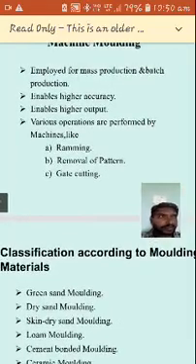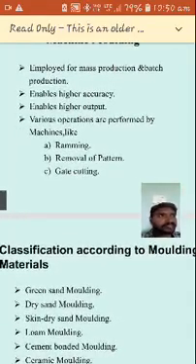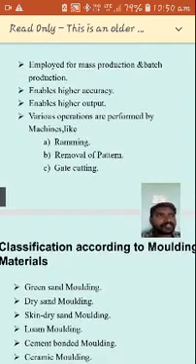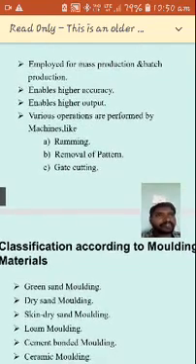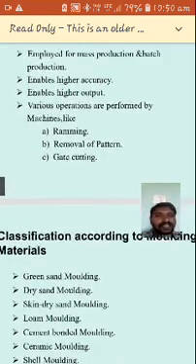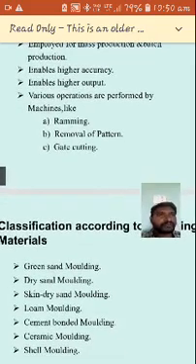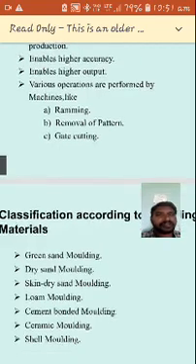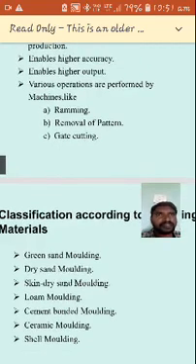So the various operations are performed by the machines. Ramming can be done with proper ram. Suppose if you do excess ramming, what happens? The mold cavity may crack. Next, removal of pattern: you must remove the pattern very carefully, otherwise there is a chance the mold cavity will be shaped out. Once the mold cavity is shaped out, automatically the size may vary.